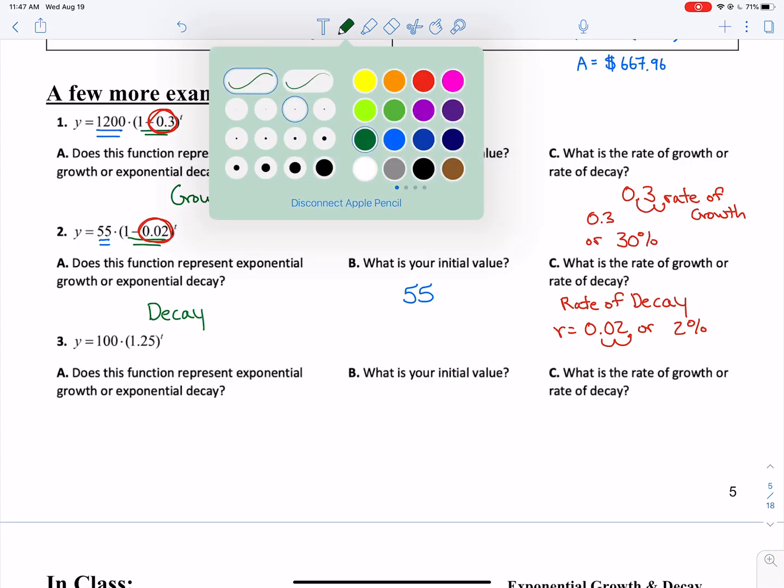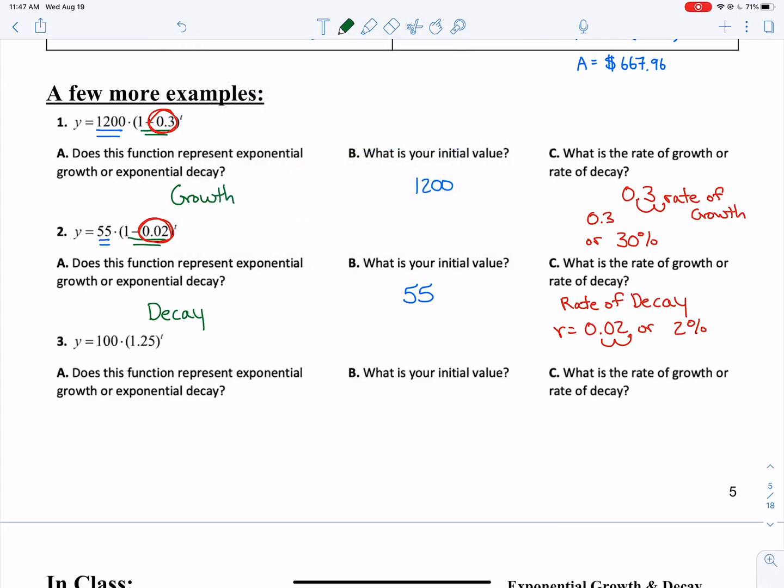Then let's do one more of these. And number 3, it says y equals 100 times 1.25 to the t power. So this one looks a little different, but let's think about it. 1.25 is bigger than 1. And so if we just separate that, we could rewrite it as 1 plus 0.25, and then it might be easier to take a look at. So that is growth. Since it's bigger than 1, it's adding to the 1 by 0.25.